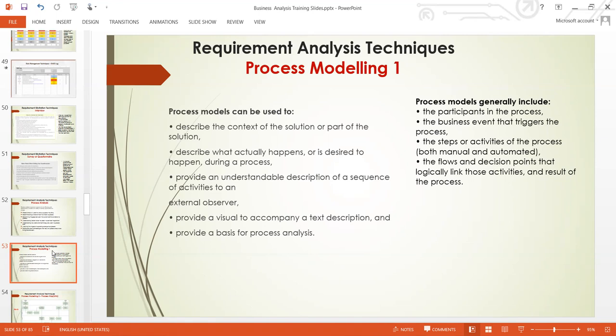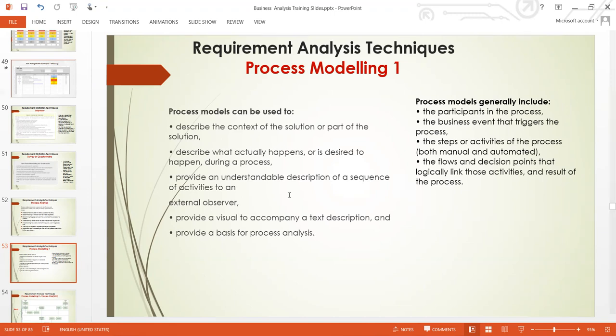And this process analysis, how do we do that? Mainly after gathering our requirements and documenting our requirements, we map the process using software tools like Visio, Lucidchart, Draw.io. That's what we use to map our process using techniques like process maps and flow charts. Process maps and flow charts are the most common techniques we use within process mapping.